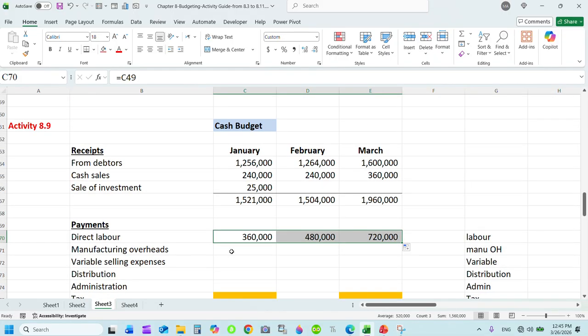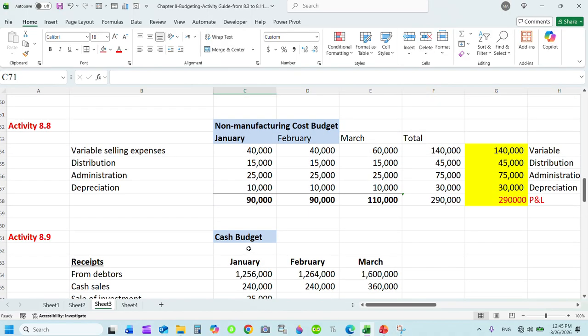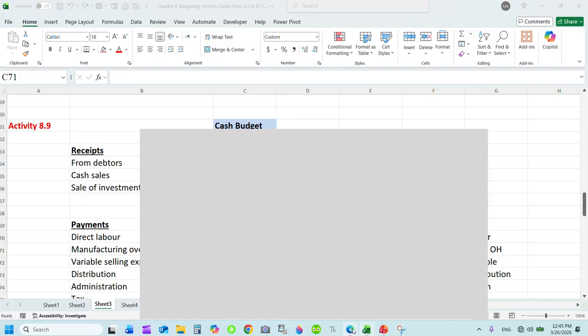Then manufacturing overhead cost. Manufacturing overhead cost. Can you remember we incurred manufacturing overhead cost?